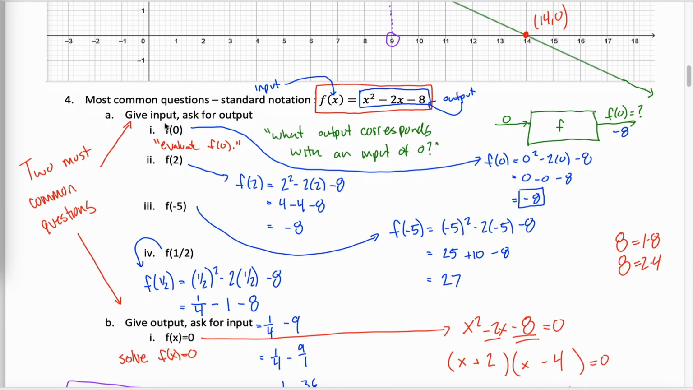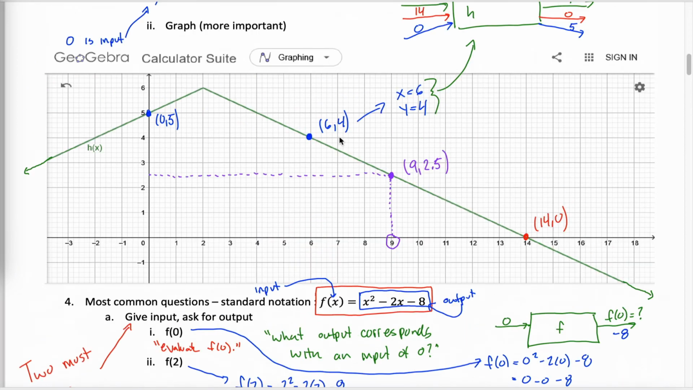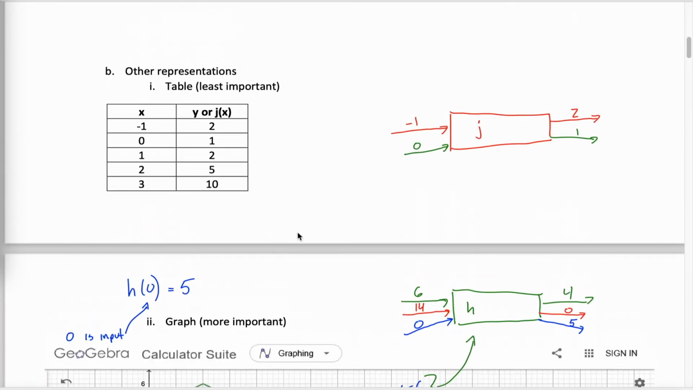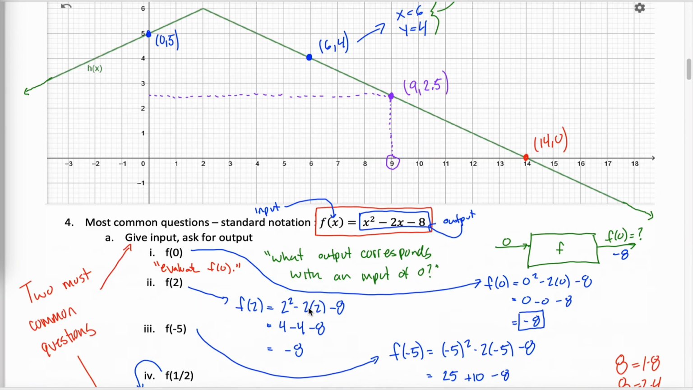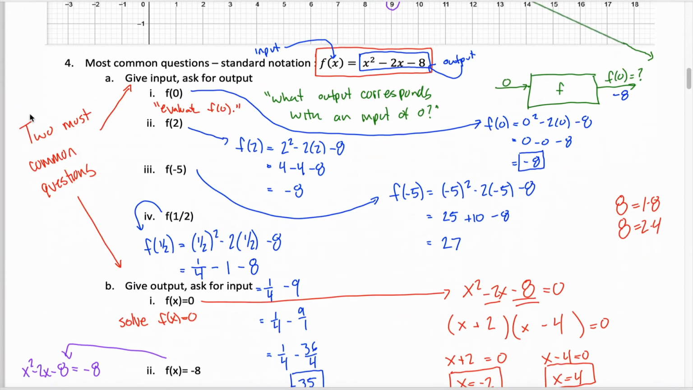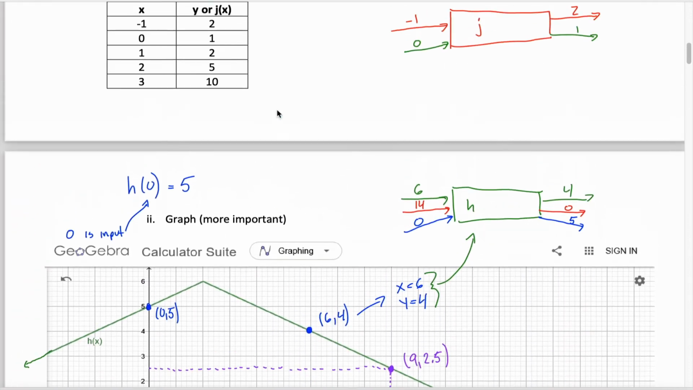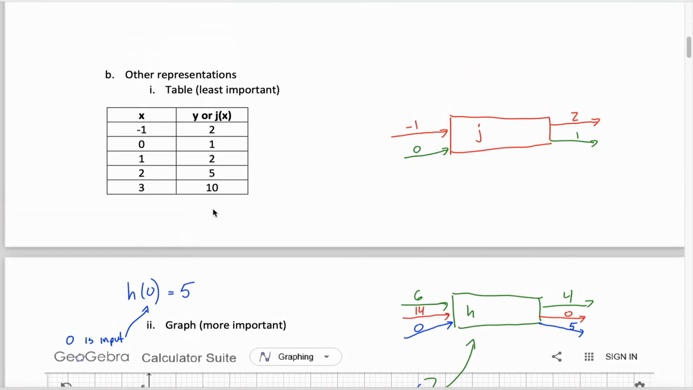Most of the work of these questions comes when the function is given in its standard notation. You could argue that a big advantage of a function being presented as a table or as a graph is they make these 2 most common types of questions a lot easier to answer. Let me show you how. Let's go back up here to where we had a function presented by its table. Let me ask you 2 different questions. Suppose I asked you to evaluate j of 1. Sure. And then for my second question, I'm going to ask you to solve j of x equals 1.